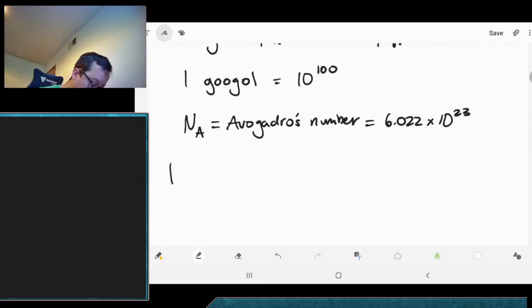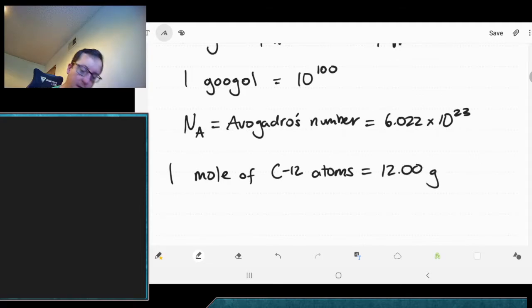scientists have determined. Actually, this used to be the definition of a mole, but things were changed recently slightly. But it turns out that 1 mole of carbon-12 atoms is exactly equal to 12 grams. I'm not going to say exactly because it's been slightly changed, so I'm just going to put 12.00. And we're going to see that this is going to be a very important relationship for us.